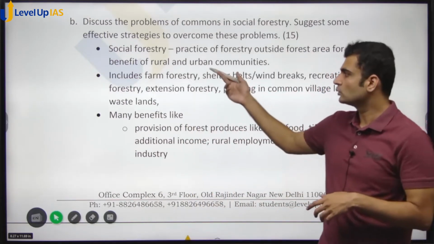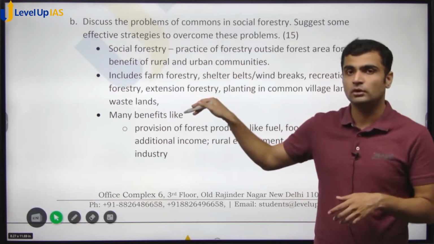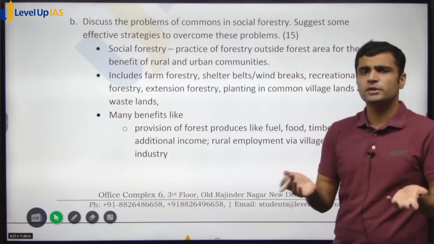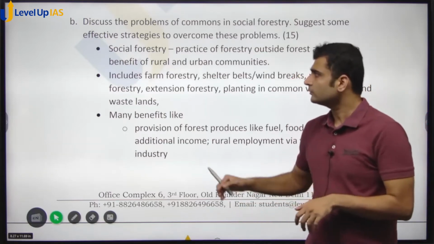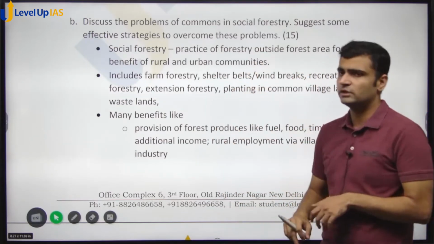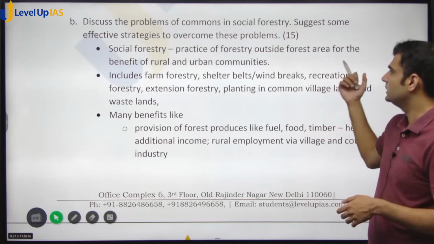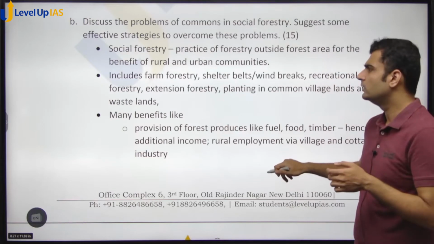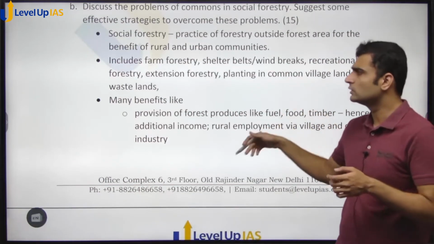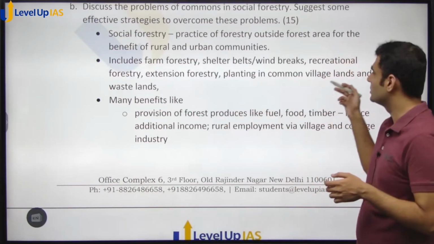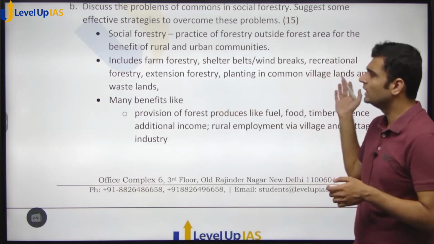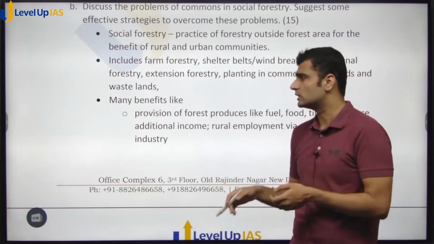You can define social forestry and then define commons as well, because this is a 15 marker and you have 4 pages to write. I mean, we can do that. Basically, social forestry is practice of forestry outside forest area for the benefit of rural and urban communities. You can say that this includes a lot of things like farm forestry, shelter belts, wind belts, recreational forestry, extension forestry, community lands and wasteland planting, etc.